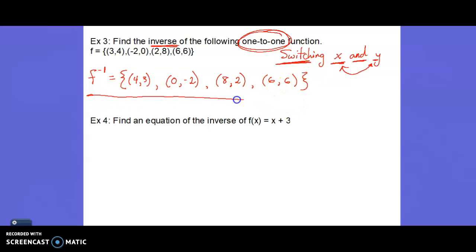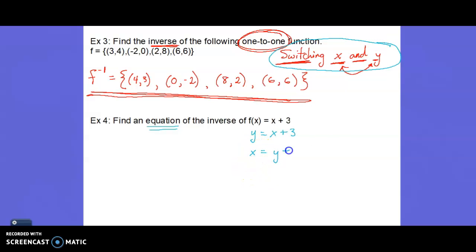Now here's the thing, as I've mentioned before, we have more than just tables, more than just ordered pairs, and more than just graphs. We also have equations. So as I show you this equation, just a reminder that f of x really means y equals. That's something you should know. And then the whole premise of the inverse is that we switch x and y. Well, now if I switch x and y, I get this equation. And now what I want you to do is to solve for y.